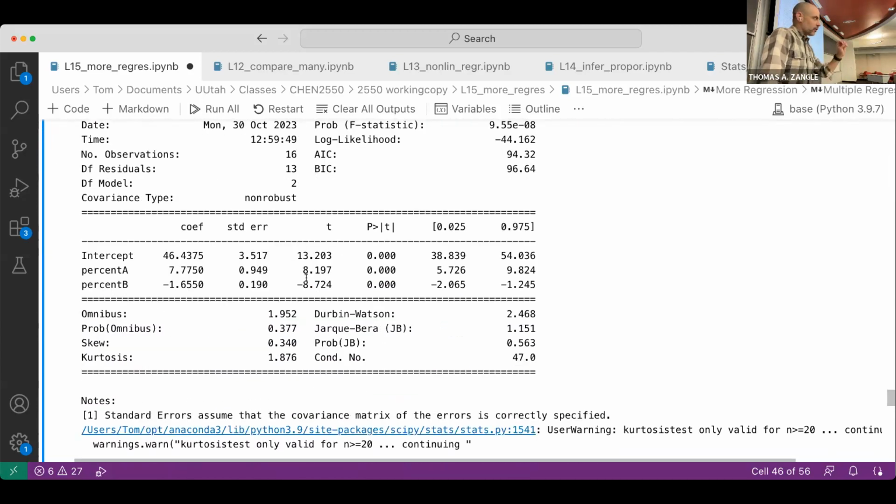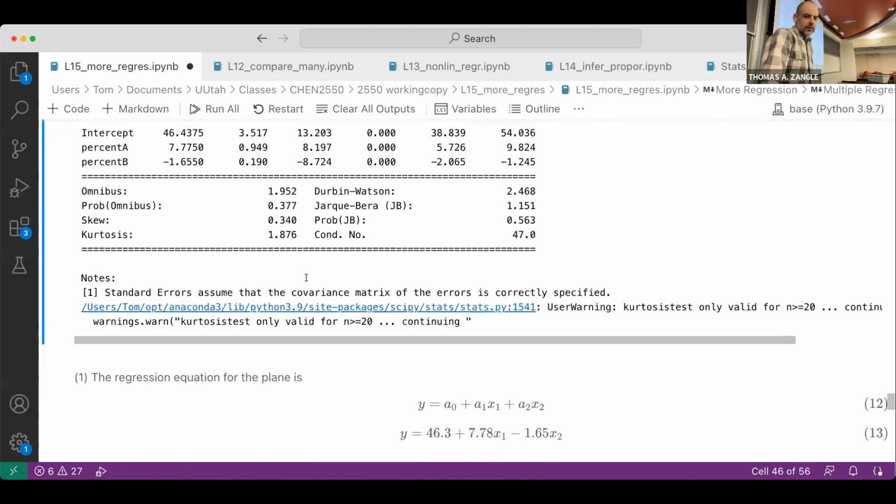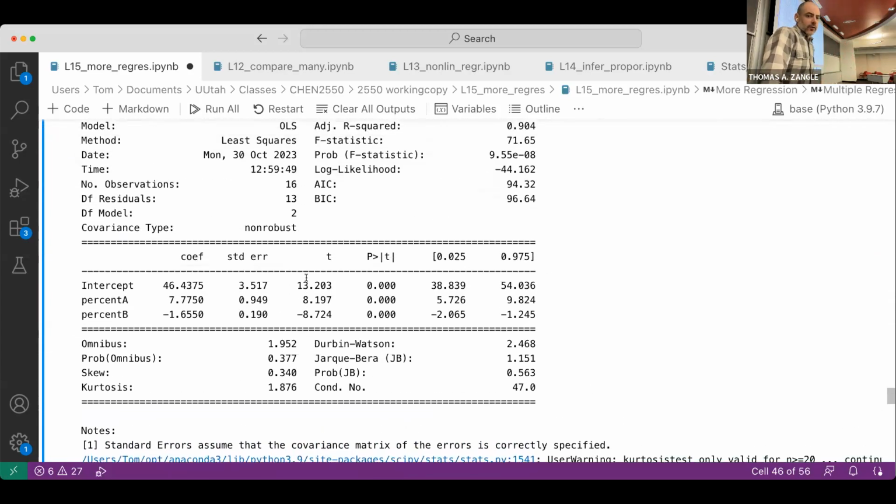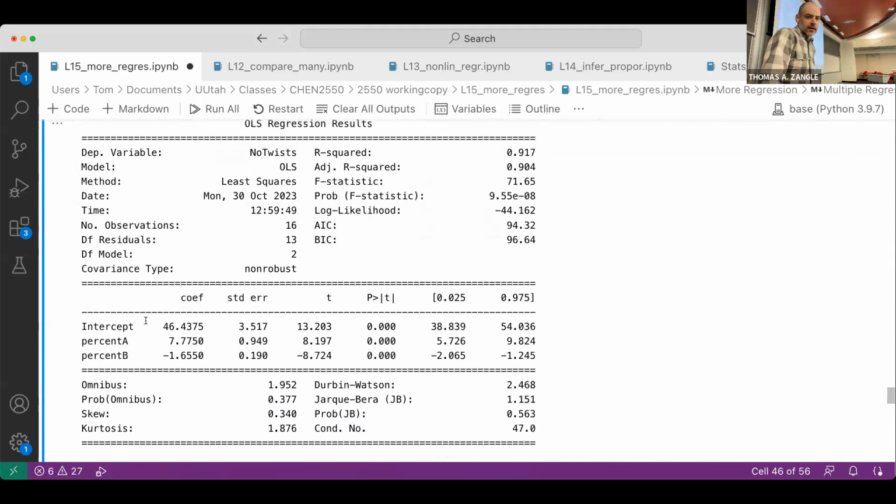At least for the parameters that we've discussed in class and in the notes. And so from this, we can see, if we look at just the coefficients, we start down here. We see that we have a coefficient for the intercept, a coefficient for percent A, and a coefficient for percent B. So these parameters then define what our fit is, or what our least squares fit is.